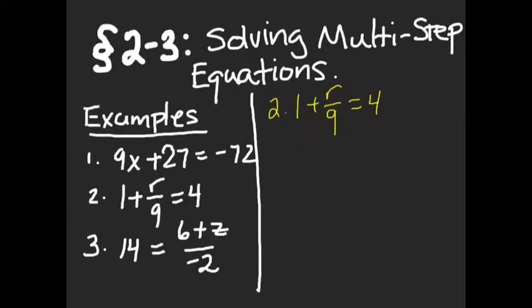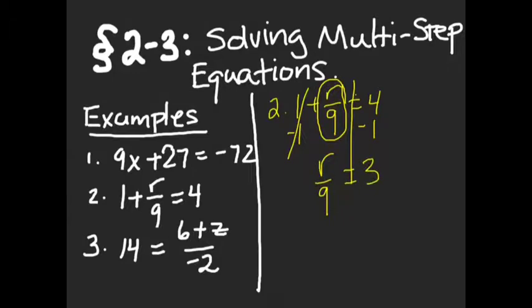In this equation, we have 1 plus r over 9 is equal to 4. We want to isolate r, but before we can isolate r, we need to isolate this whole term, r divided by 9. So what I'm going to do is get rid of my 1 by adding a negative 1 to both sides of the equation. When I do that, my 1's cancel out. I'm left with r over 9 is equal to 3.